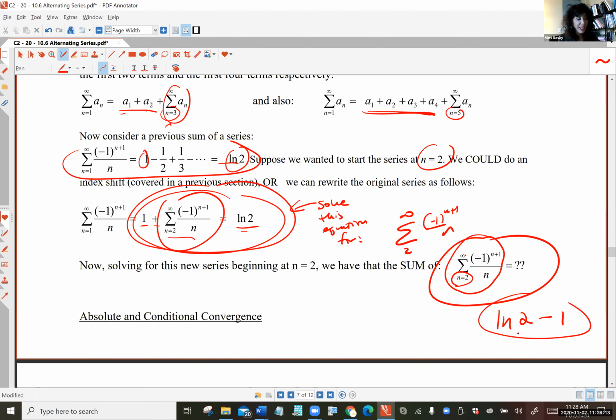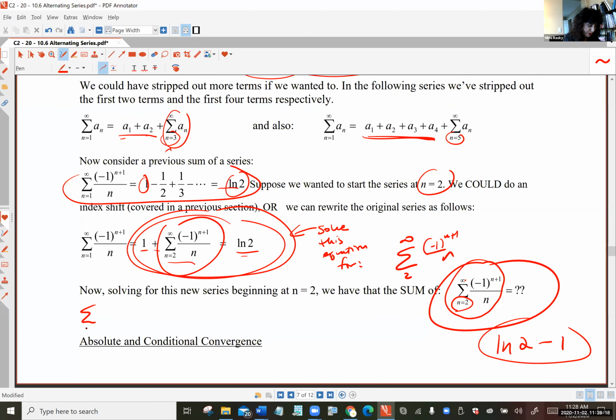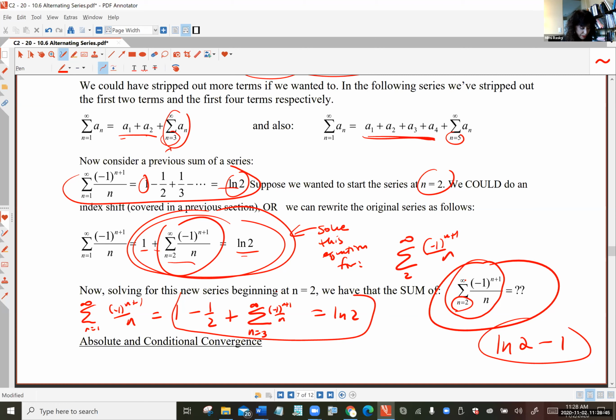So that's fun and play with series. So now what if I said, okay, well, sigma from 1 to infinity of negative 1 to the n plus 1 over n, let's strip out the first two terms. So it's 1 minus a half plus the rest of the guys. So the rest of the guys, I would start at 3, go to infinity. And this had better equal ln2. So this has to be true. So then what if I said, what is this sum equal to? ln2 minus a half.